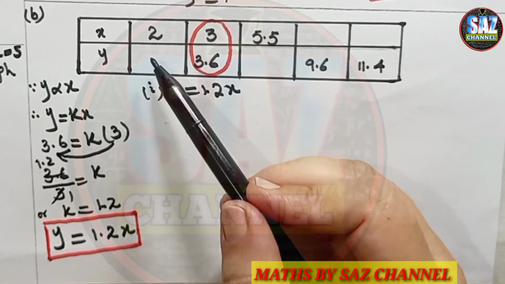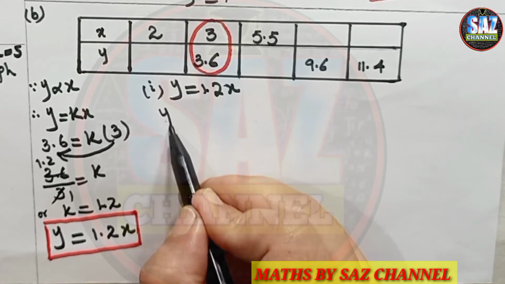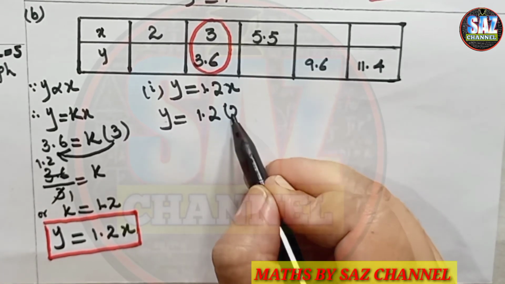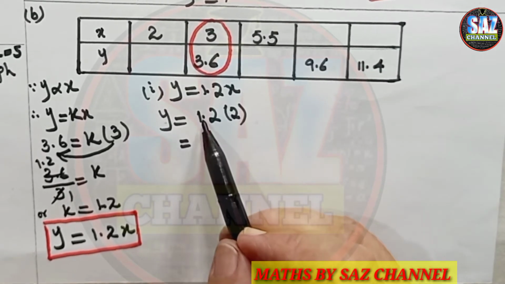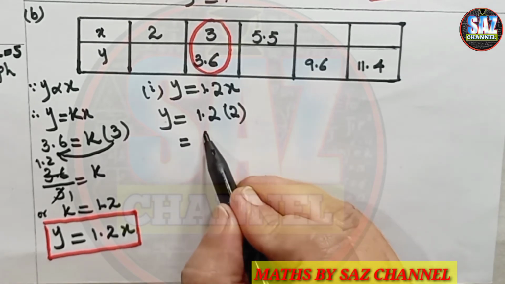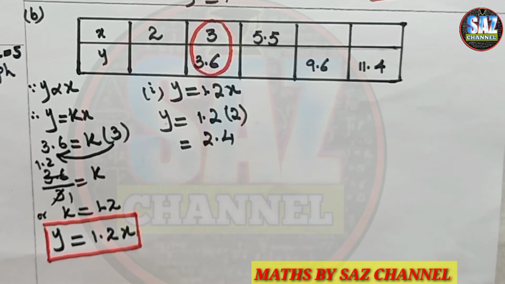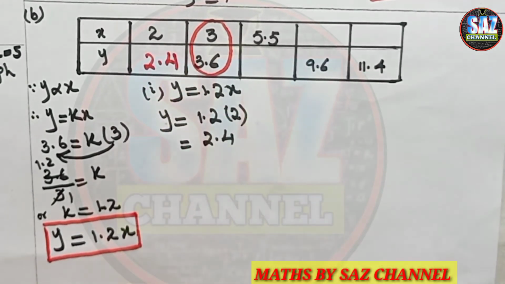So let's take this relation again, that y equals 1.2x. The first unknown is the value of y when x equals 2. So what I will be doing, I will be replacing x by 2. For some time forget about the decimal: 12 multiplied by 2 is 24. So the value of y will be 2.4. I hope you are clear about this. Let's write the value in front of y.